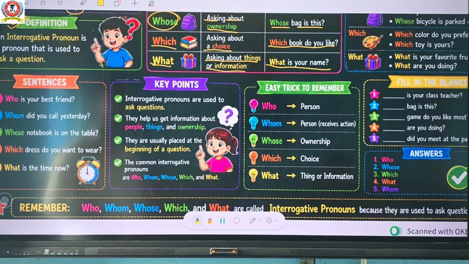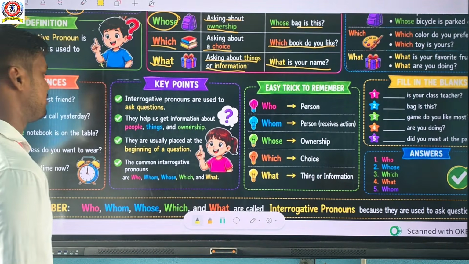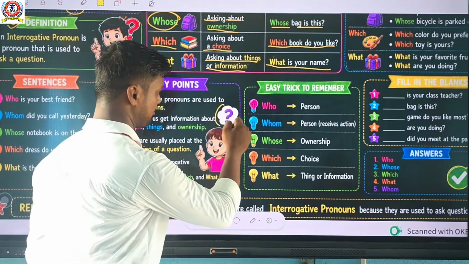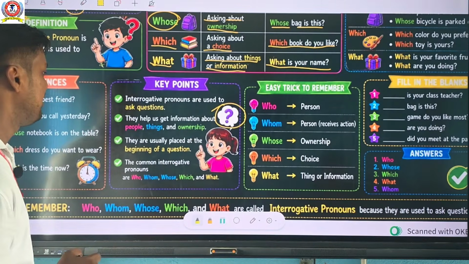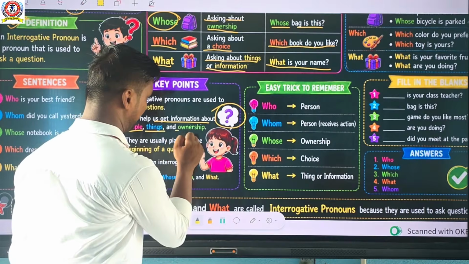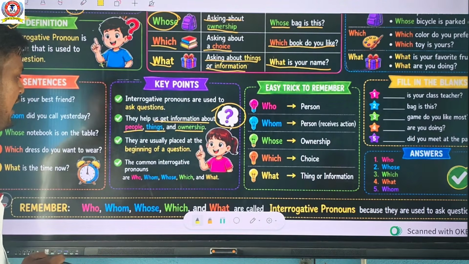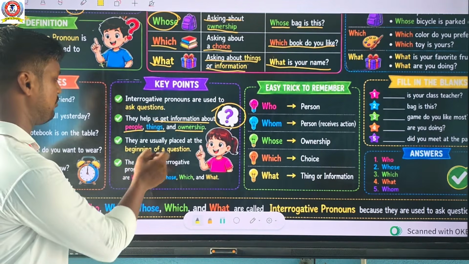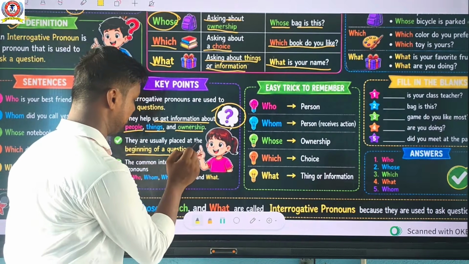Key points. Interrogative pronouns are used to ask questions. Yes, interrogative pronouns are used for questions. They help us to get information about people, things, and ownership. Yes. And they are usually placed at the beginning of a question.